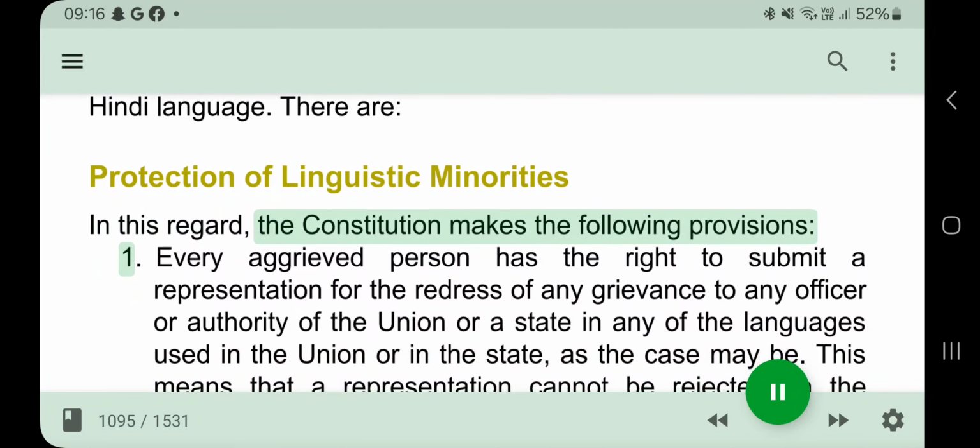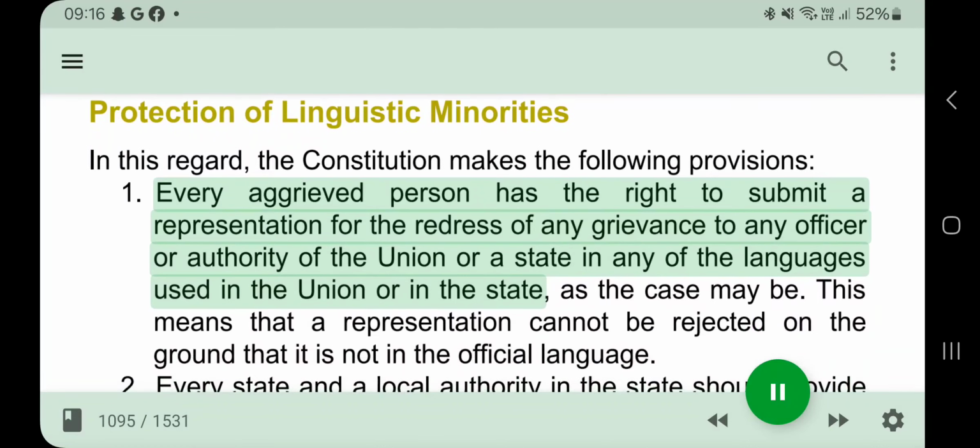In this regard, the Constitution makes the following provisions. 1. Every aggrieved person has the right to submit a representation for the redress of any grievance to any officer or authority of the Union or a state in any of the languages used in the Union or in the state, as the case may be. This means that a representation cannot be rejected on the ground that it is not in the official language.